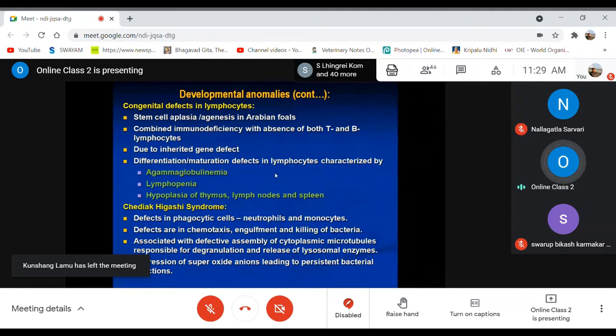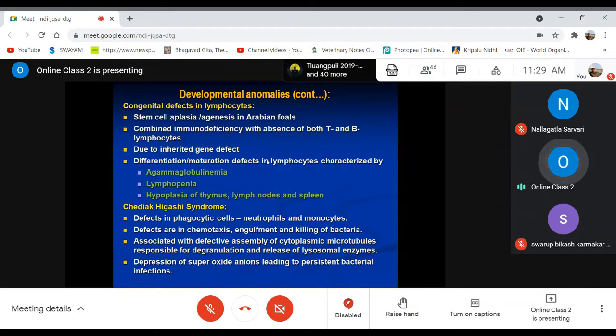There are two types of lymphocytes, T lymphocytes and B lymphocytes. These have some congenital defects, meaning they are not formed or not fully developed. So that's why combined immunodeficiency will be there in those animals. And it may be inherited from the mother to the offspring due to some gene defect.